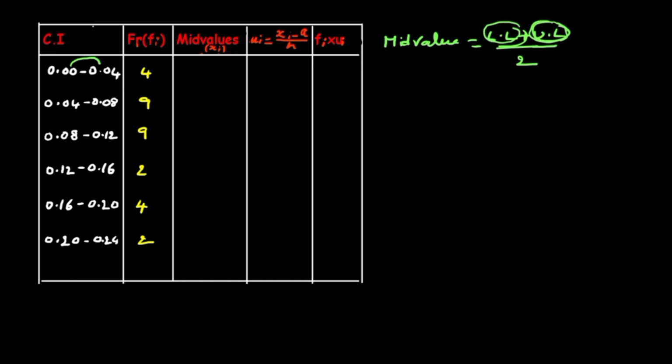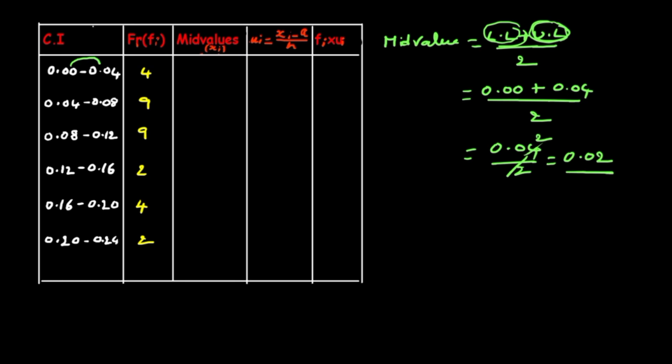So what is the lower limit there? That is 0.00, plus 0.04, divided by 2. That equals 0.04 by 2, which is 0.02, correct? Because 2 ones are 2, so it is 0.02. This is the mid value. This is a very important formula; you can note it down for short answers. What is the mid value of a class? It is the average of the lower limit and upper limit, that is, the lower limit plus the upper limit, divided by 2. So what we got here is 0.02.